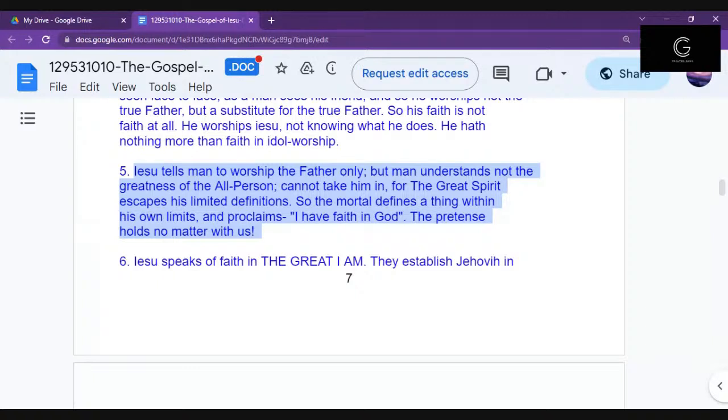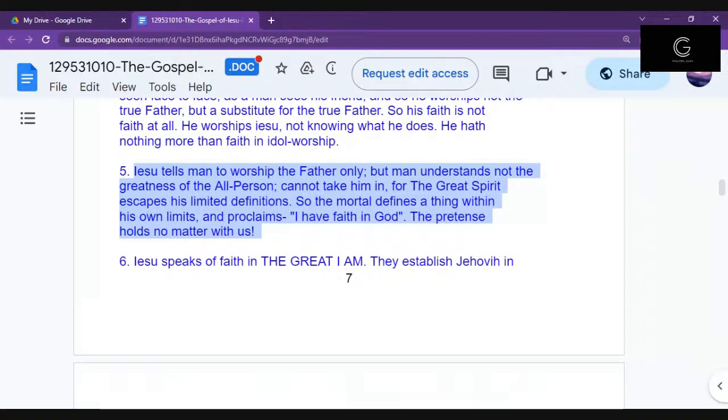The real Iesu tells man to worship the Creator only. No Father, Son, Holy Ghost, just the Father. But man understands not the greatness of the all-person. Cannot take him in. I get it. For the great spirit escapes his limited definitions. So the mortal defines a thing within his own limits and proclaims, I have faith in God. The pretense holds no matter with us.